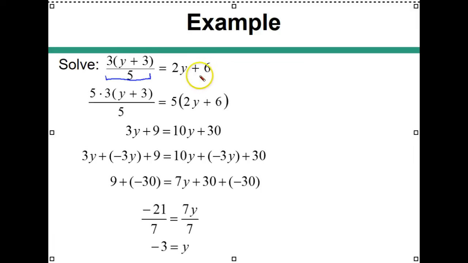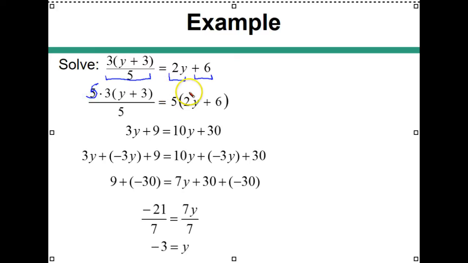So we then wonder, well, what's our technique? Well, we're going to take this common denominator and multiply it by each term. And we wonder, well, how many terms are there? Well, this is one term. This is one term, and this is one term. So we're going to multiply this side by 5.